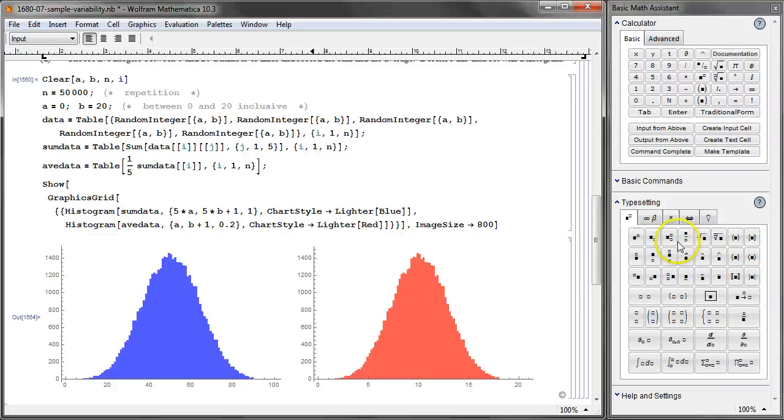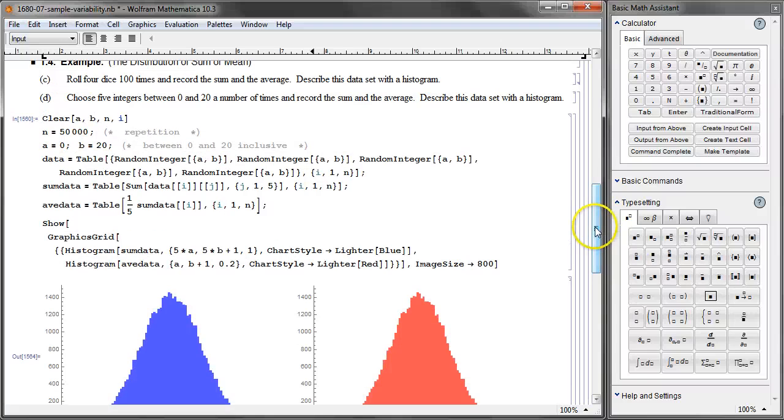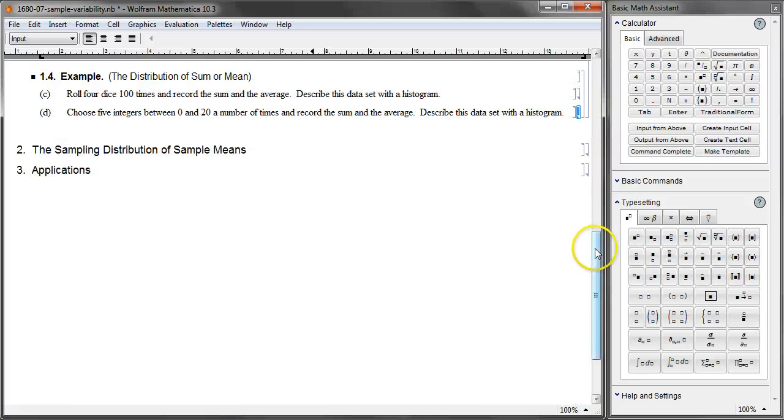We are looking at the sum and the means. The blue is the sum and the pink is the mean, and they're both exhibiting normal-like behavior. Are they really normal? Well, it'll turn out to be yes. But exactly what kind of normal is it?